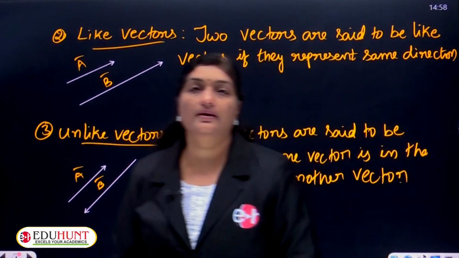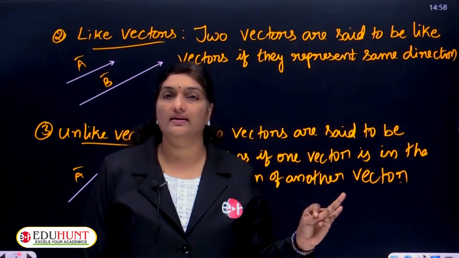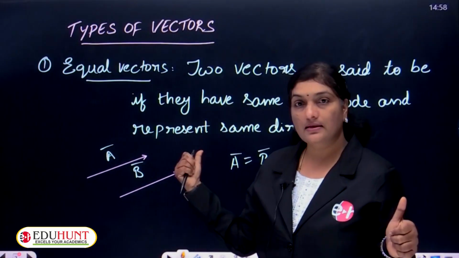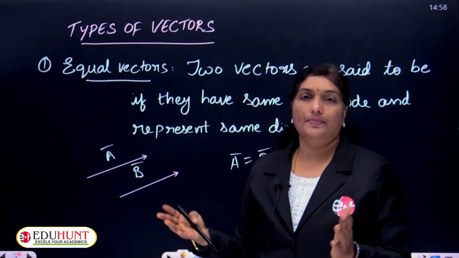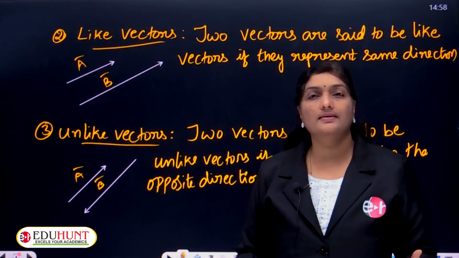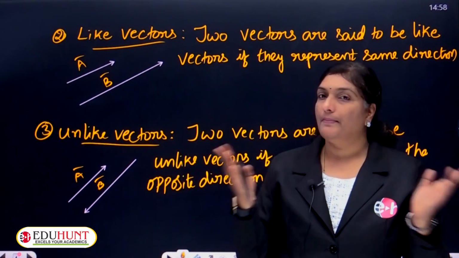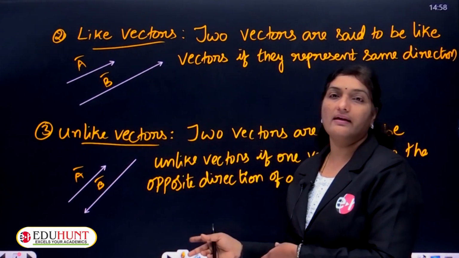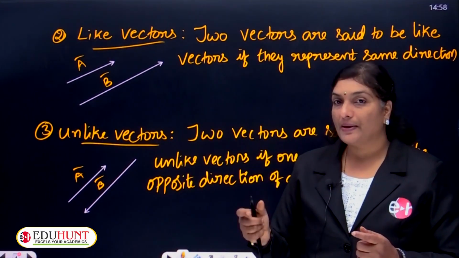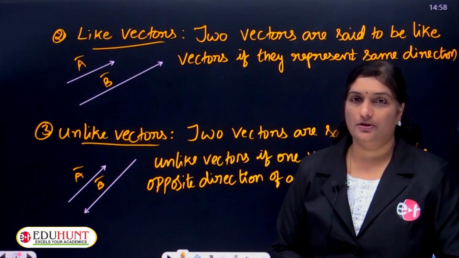I hope you understood, children. So far we have discussed three types of vectors: equal vectors, like vectors and unlike vectors. What are equal vectors? Two vectors are said to be equal vectors if they have the same magnitude and represent the same direction. Like vectors are two vectors that represent the same direction, but the magnitude can be different. Unlike vectors are two vectors where one represents the opposite direction to that of the other, whatever be the magnitude.